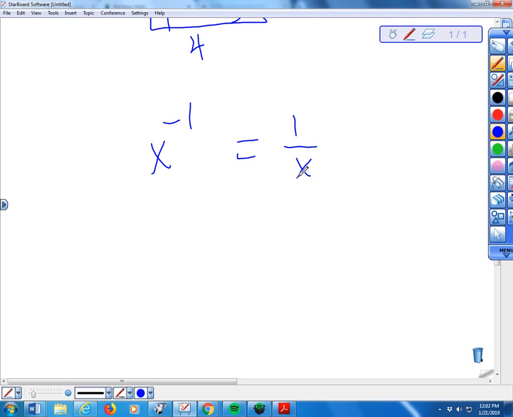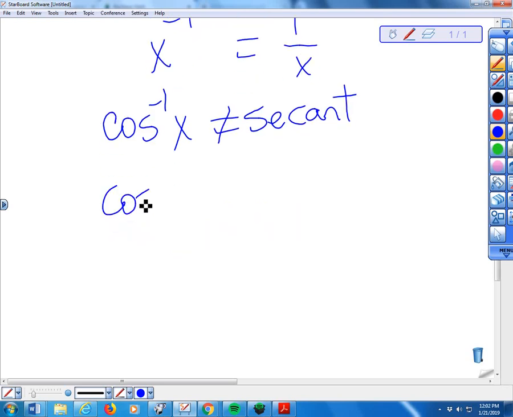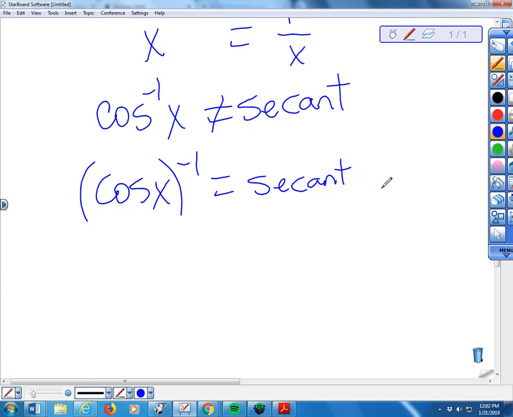Knowing this can confuse some students, because if I'm talking about the inverse of cosine, which I'm working on now to find angles, we learned that the inverse of cosine was secant, right? You just flip it. 1 over cosine is secant. This is not secant. This is secant. Secant x, if I inverse the whole thing.